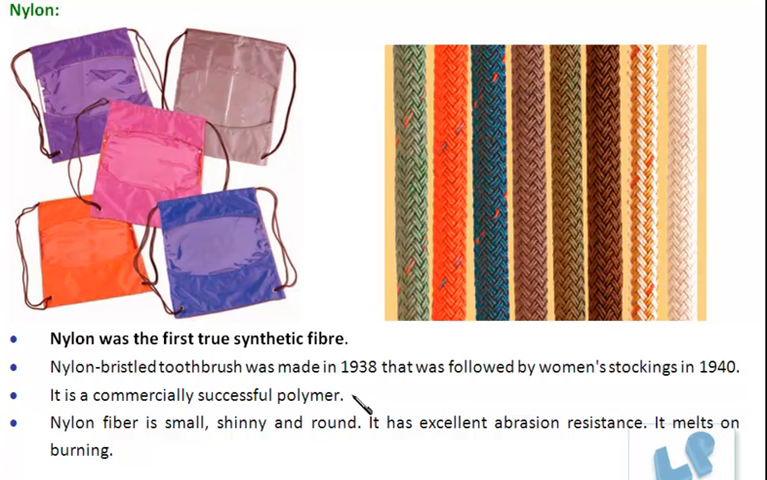It is a commercially successful polymer. It is a synthetic fiber and it was the first synthetic fiber to be used. Nylon fiber is small, shiny and round. It has excellent abrasion resistance and it melts on burning. So if you have seen this bag-like structure, or if you have seen ropes made up of nylon, if you just burn ropes, it will melt.